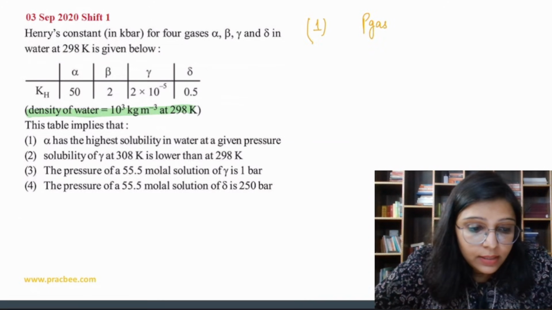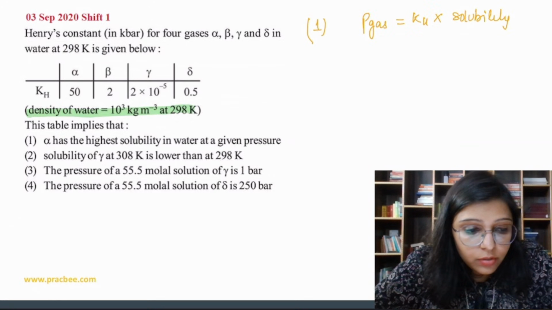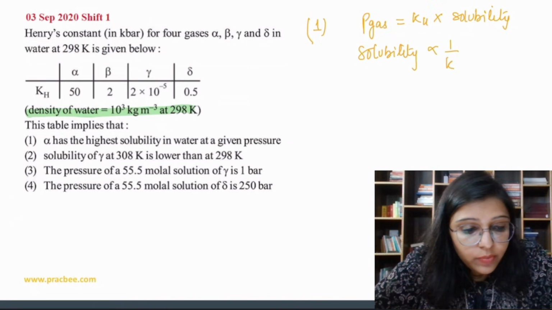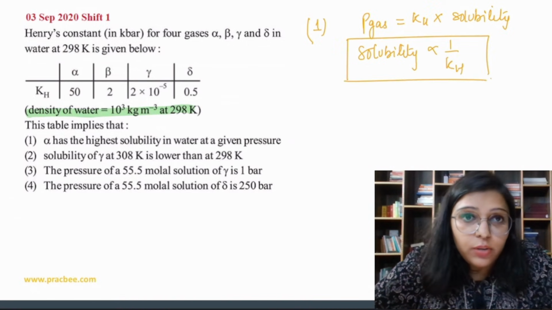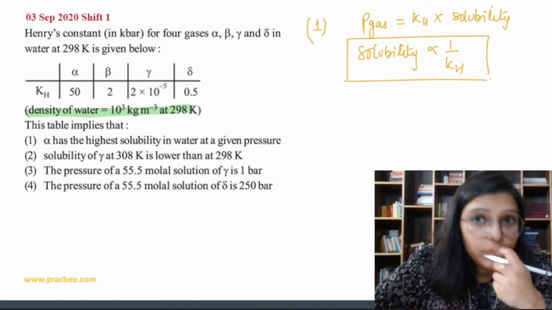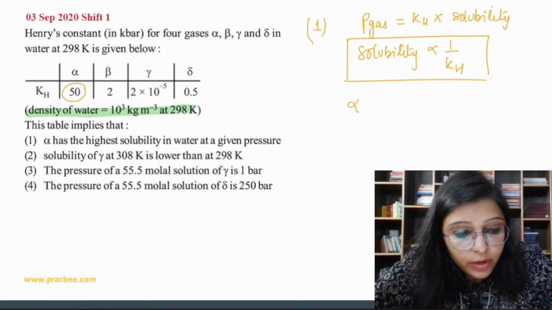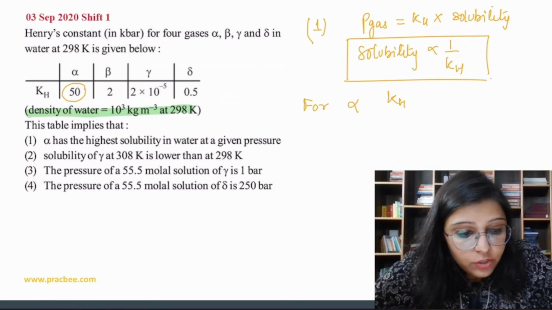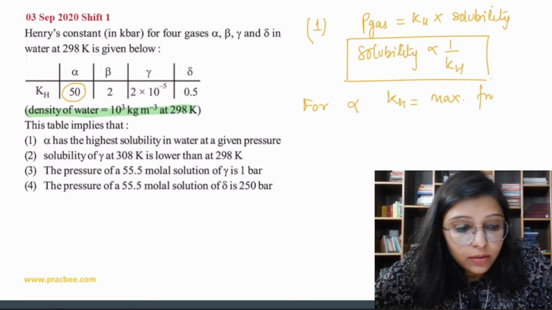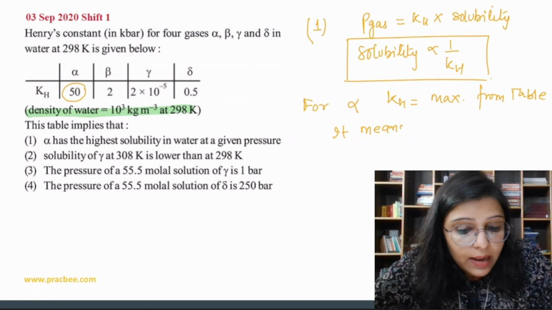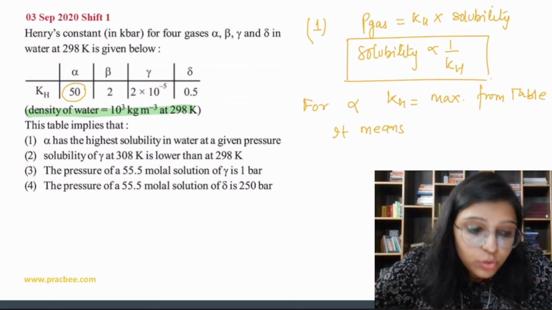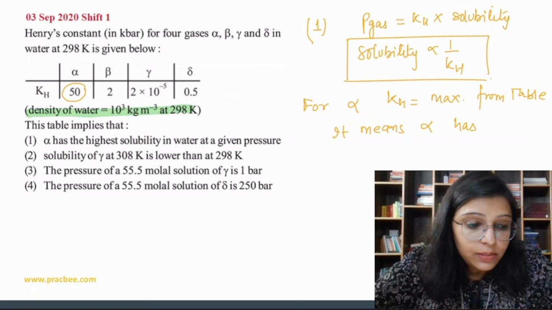Pressure of gas is equal to Kh into solubility, in terms of mole fraction. So we can say that solubility is inversely proportional to Kh value. Less Kh value is going to have more solubility. So alpha's Kh value is maximum. For alpha, Kh value is maximum from the table. So it means alpha has the minimum solubility. Alpha has minimum solubility.